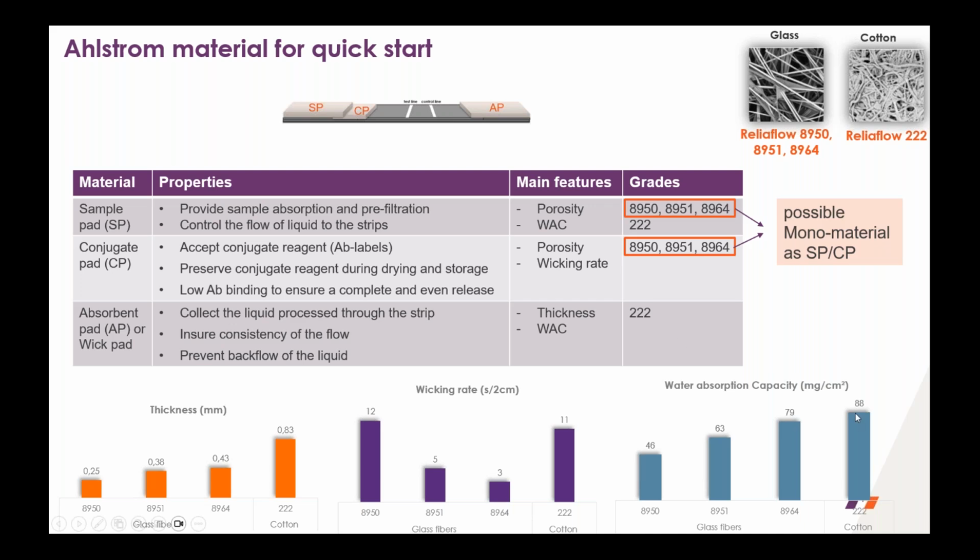Something quite important to consider from the beginning, and which could have a favorable impact on the manufacturing steps, is the fact that glass materials can be used as a sample pad and conjugate pad. And so why not consider those as a monomaterial instead of having two separate pads in the lateral flow immunoassay constructions?